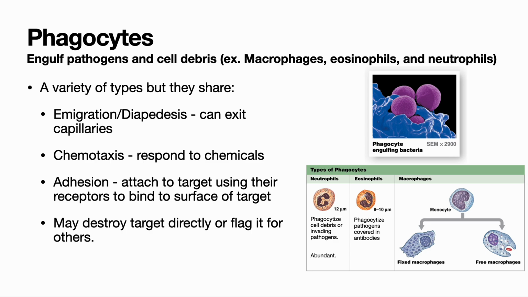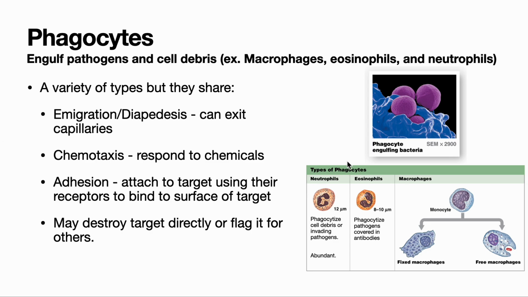So again, they're not targeting a specific pathogen. They are just targeting any pathogen. And they have two things that they might do once they attach to it. Some phagocytes will actually destroy the target, whatever it is that they've adhered to, but some of them will just flag it for other phagocytic cells to destroy. So, different things, different jobs for different cells.